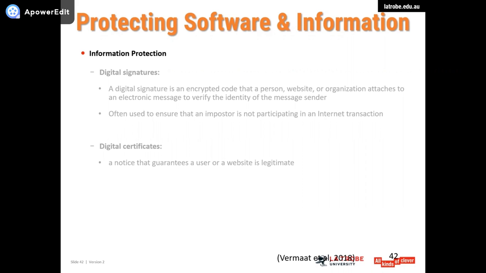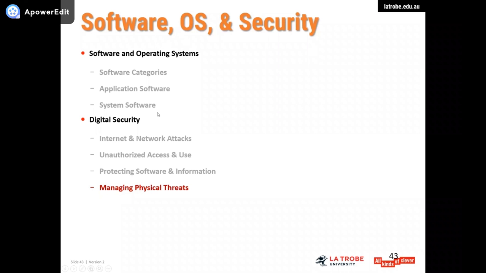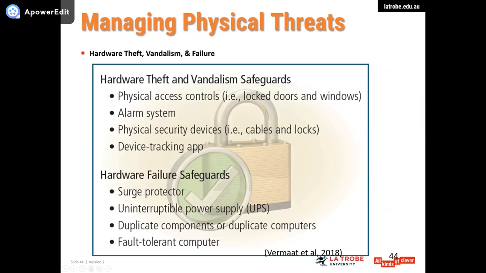So the last topic today is managing physical threats: hardware theft, vandalism, and failure. How can we prevent hardware theft or vandalism? There are many ways. The most direct way is to have physical access control, using locks or windows to prevent this from happening. Or we can use an alarm system to put an alarm in the hardware. Once it moves, we can trigger the alarm.